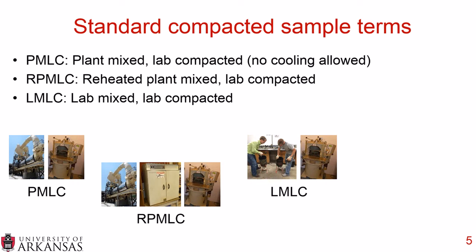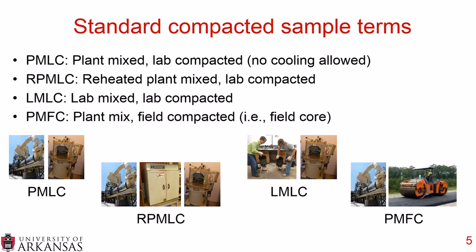Another very common way that we obtain samples is LMLC, which is lab mixed and lab compacted. This is where we take the aggregates and the asphalt binder and we put them together and mix them in the lab, and then we directly compact them. So you can see in some ways it's similar to a PMLC because there's no reheating involved. You mix the aggregate and asphalt binder and you immediately compact it. But you're obviously doing it on a much different scale because as you can see here, you're using just 5-gallon buckets and it's about 5,000 grams of mixture compared to the tons of mixture that are made in a plant. So much different scale.